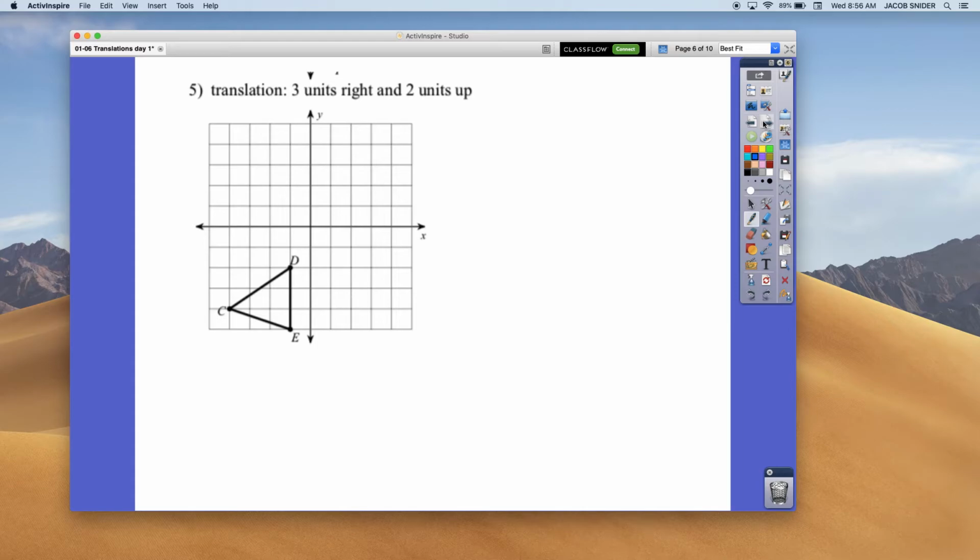A couple more. Now this time it says translate 3 units right and 2 units up. So we're going to go 3 to the right and 2 up. Okay, so we're going to do 2 different things, which is fine. No big deal. Here we go.